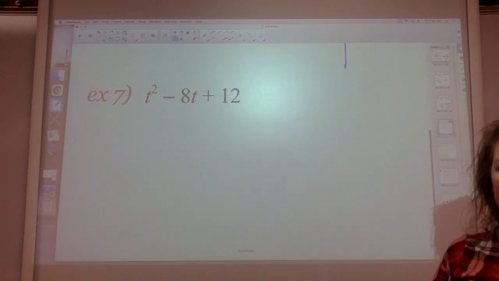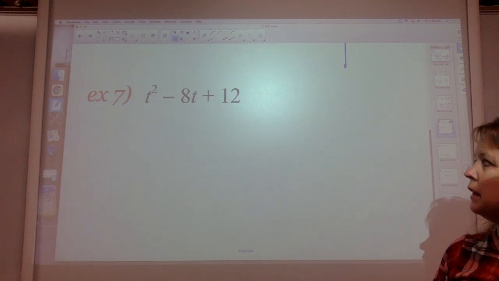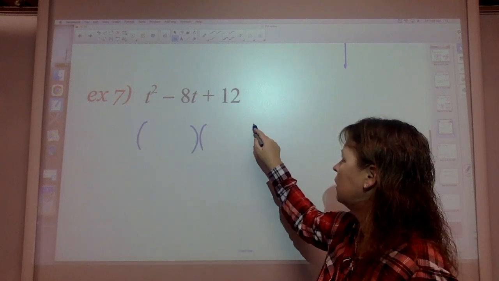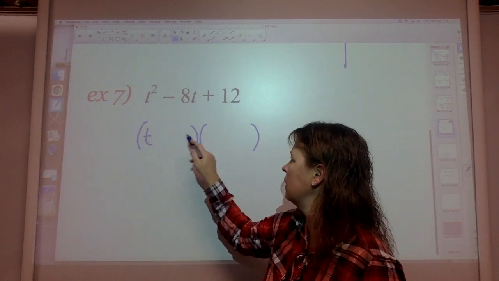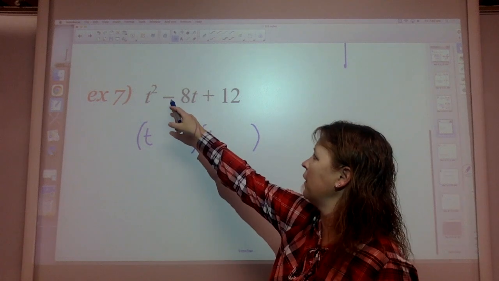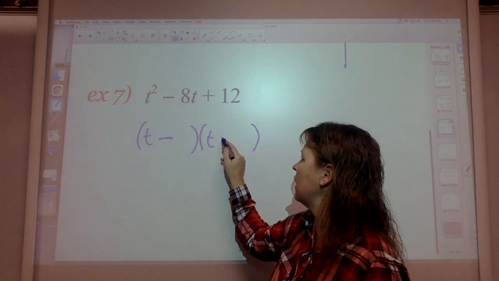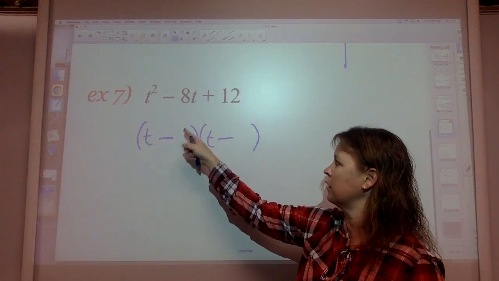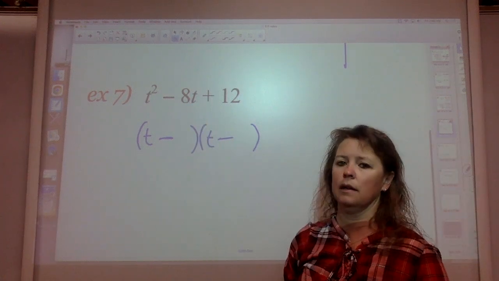Same thing here. Take the time to write this down. You probably have to pause it. T squared minus 8t plus 12. Make a chart if you want to. Or just go ahead with, I know that that's negative and that's positive, so I need a negative times a negative. A negative times a negative is a positive. A negative plus a negative is a negative.